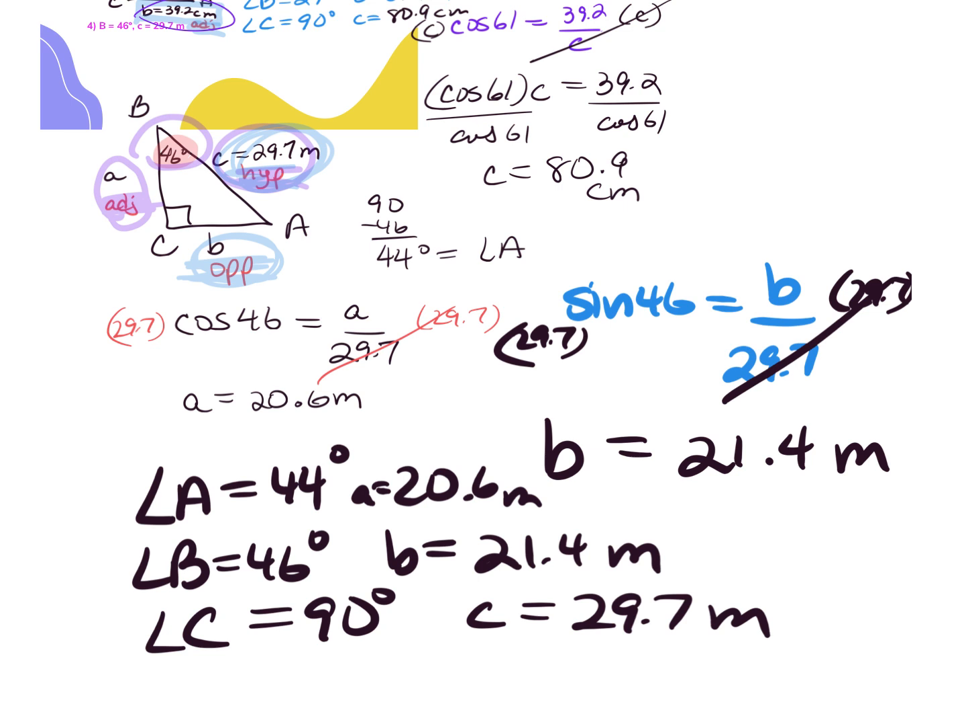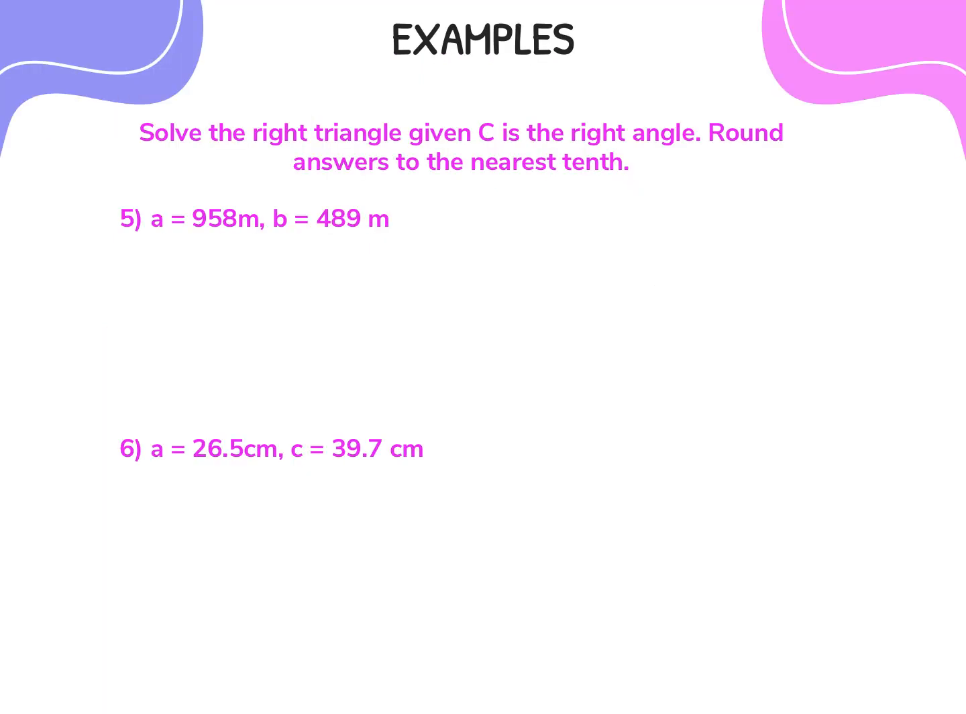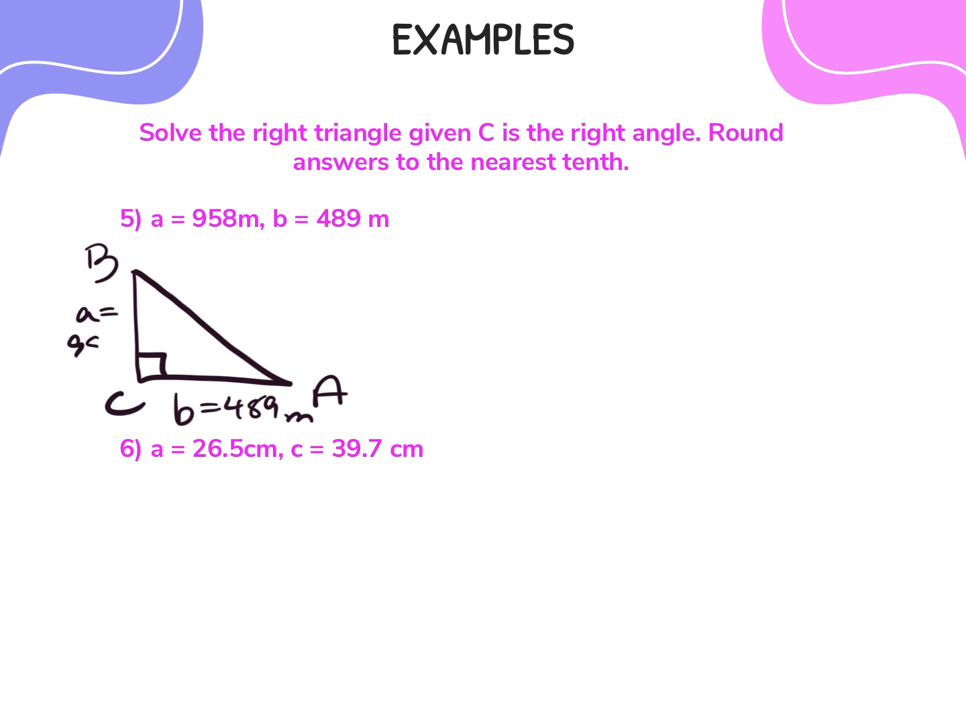Now we're going to do the scenario where they give us two sides. And we're going to do the inverse. So we're going to hit the second key to find an angle measure. All right, so for this one, again, they're telling us C is the right angle. So C will be here. I could put B up here at the top again, and then A. They're giving me little b, 489 meters. They're giving me little a, 958 meters, and I don't know C.